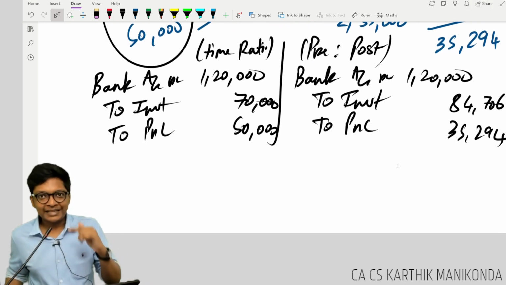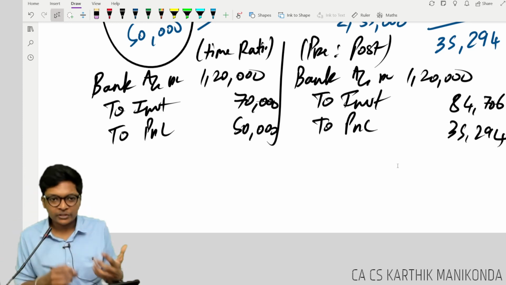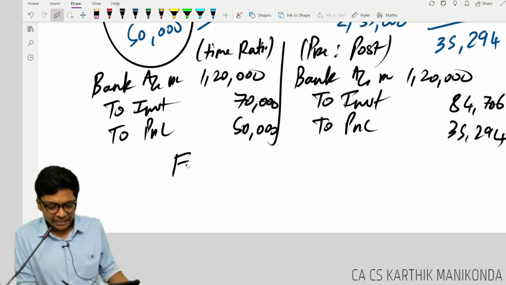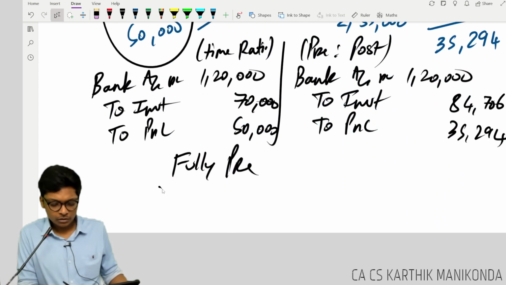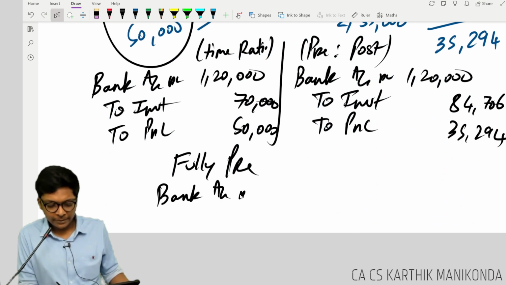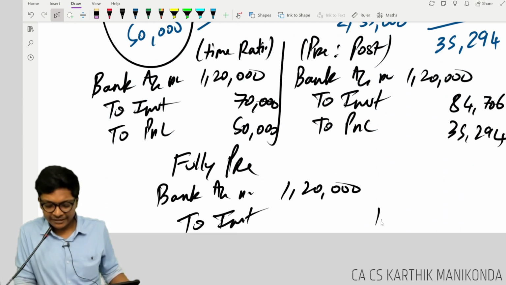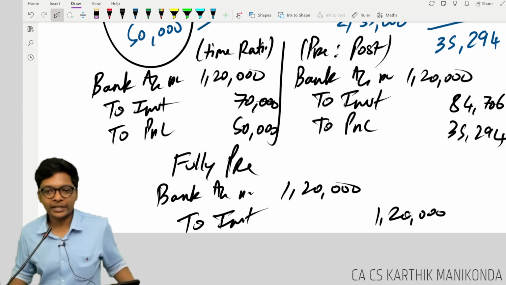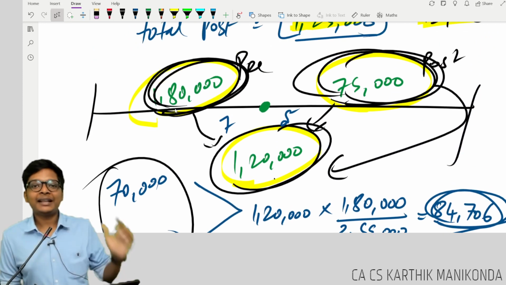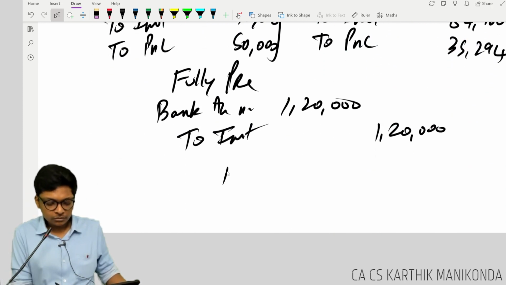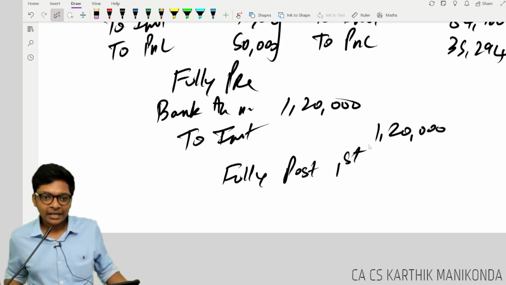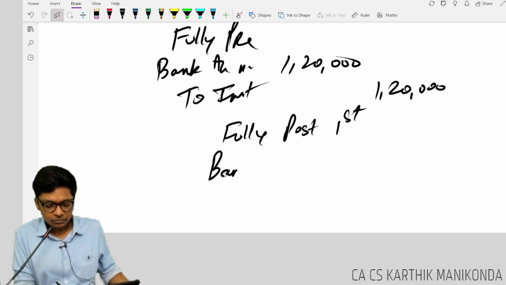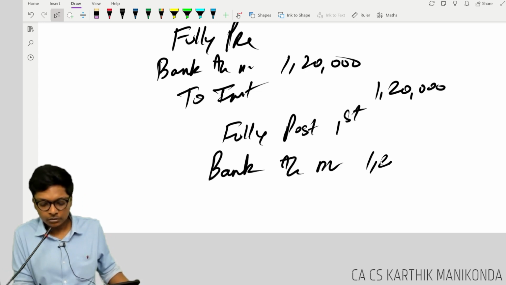You tell me the answer for this, then I will say you understood the logic. What if the question says dividend is first declared using fully pre, then entry will be bank account debit 1,20,000 to investments 1,20,000. Are you following? Because I have pre up to 1,80,000. What if they say fully post is used first? Are you following, guys? If fully post is used first, then bank account debit 1,20,000.